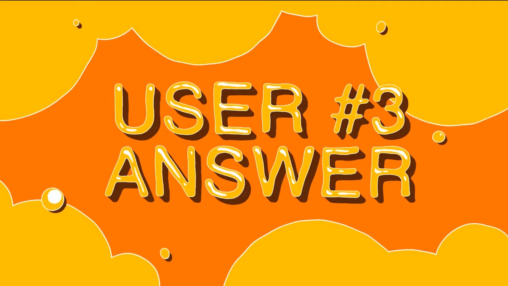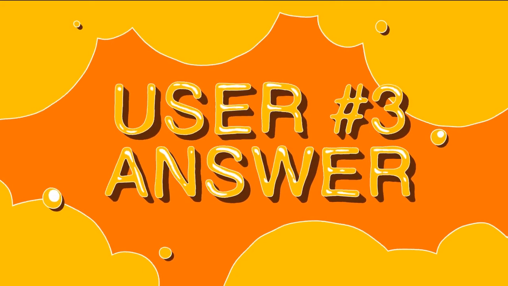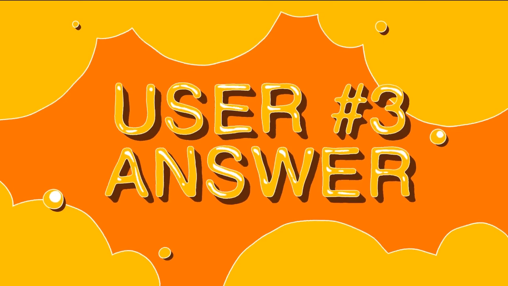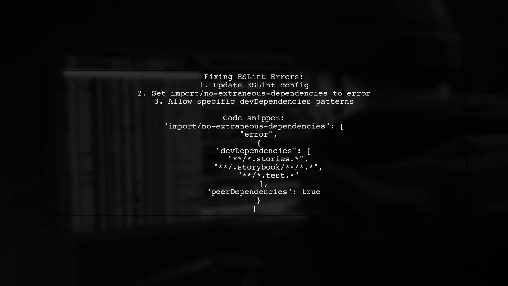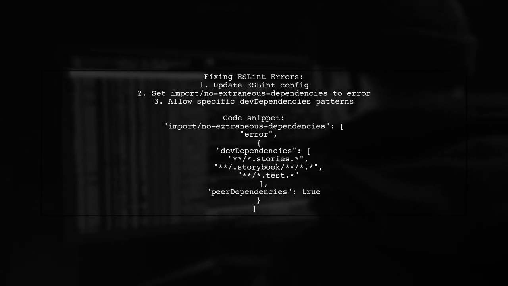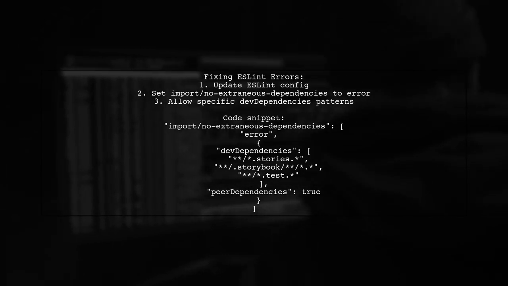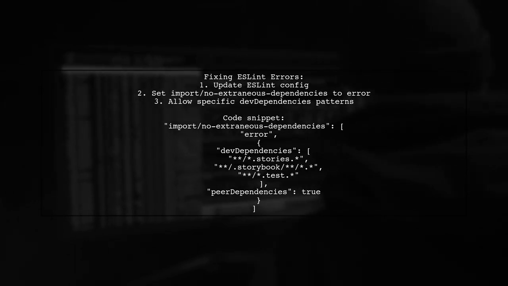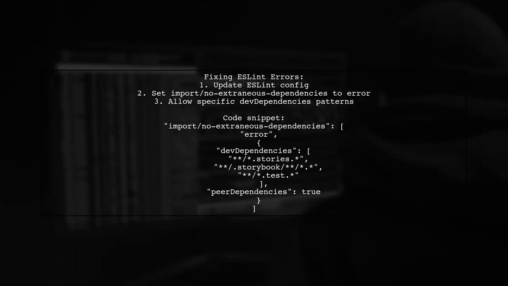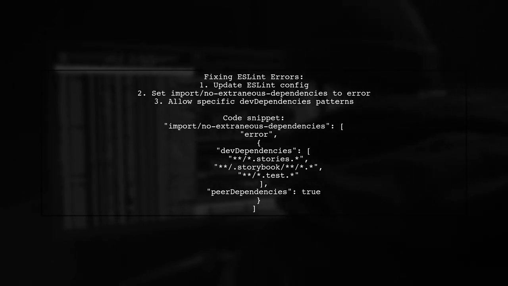Let's now look at another user-suggested answer. To fix ESLint import errors related to extraneous dependencies, this user modified their ESLint configuration. They set the import/no-extraneous-dependencies rule to error while allowing certain patterns for dev dependencies.